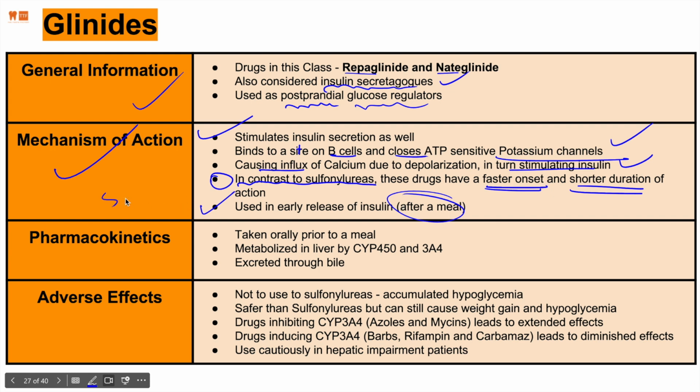So it is used for a very specific target, which is postprandial glucose regulation right after a meal. Pharmacokinetics says that it's taken orally prior to a meal, metabolized in the liver by the CYP450 3A4 family, excreted through bile, so nothing to do with kidneys, right?